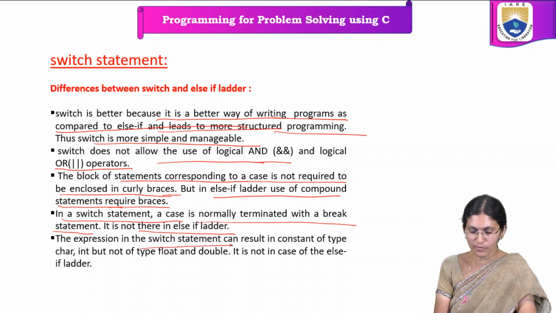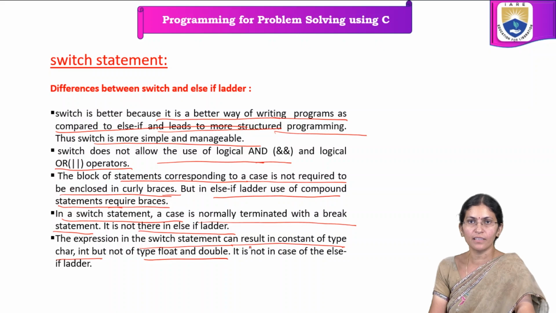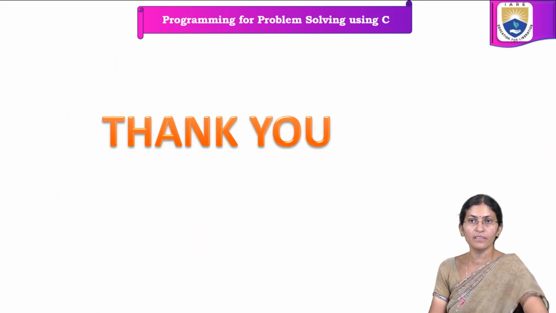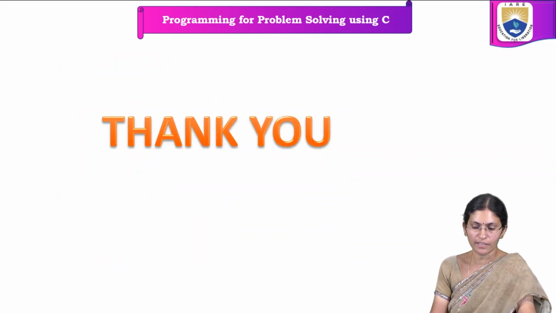Then the expression in the switch statement can result in a constant of type character or integer, but not float or double. So float values and double values are not allowed in a switch expression. It is not the case in the else if ladder. So these are some of the differences between switch and else if ladder statements.